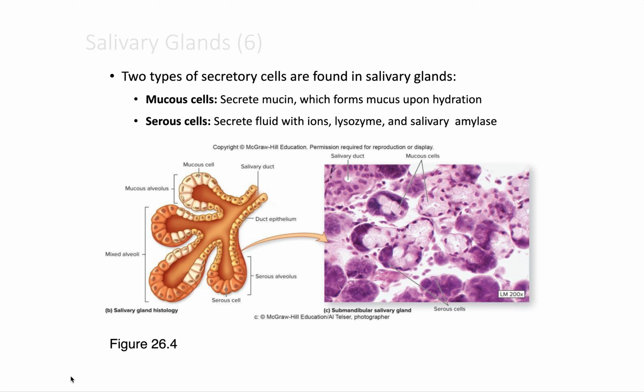So when we're looking at salivary gland secretions, there are two types of secretions or cells that are found in salivary glands. The parotid glands are going to be more of the serous. And when we're talking about the submandibular or the sublingual glands, these are going to be mostly the mixed glands. And what that means is that they're going to produce both the mucus and the serous fluid.